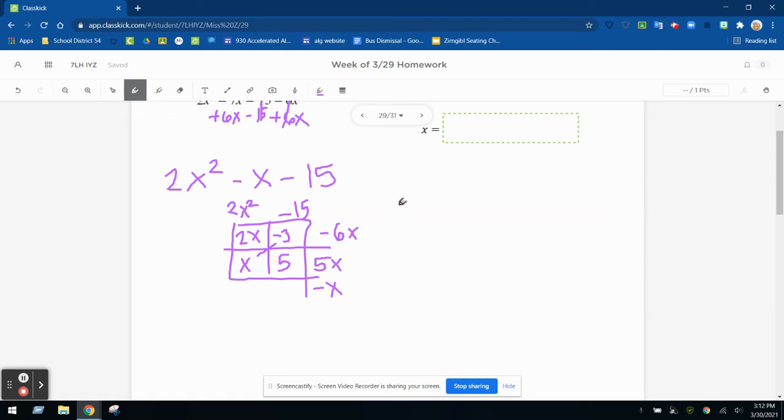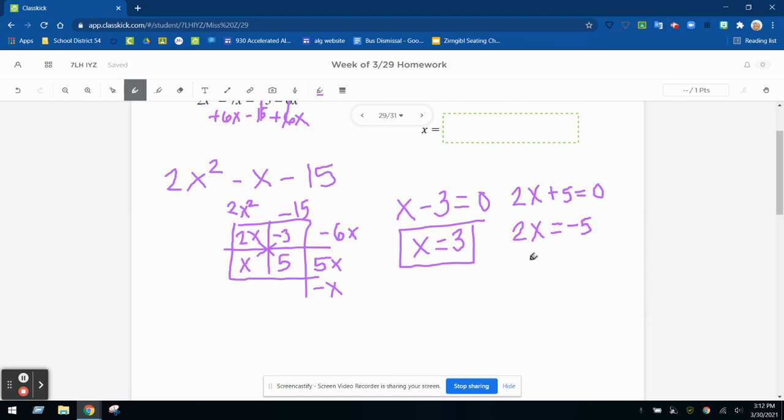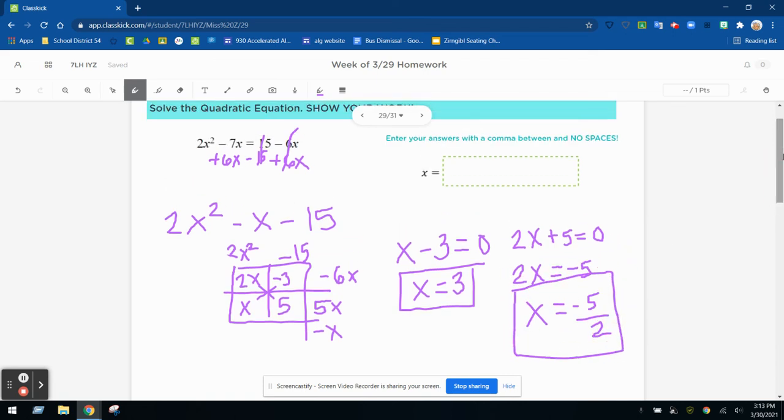Okay, so our first factor, x minus 3 equals 0. So we're going to add 3 to get x equals 3. Second factor, we're going to have 2x plus 5 equals 0. So we'll start by subtracting 5, so 2x equals negative 5. And then we'll divide by 2 to get x equals negative 5 over 2. All right, we're going to leave it as an improper fraction. Don't forget your negatives. So our two solutions are 3 and negative 5 halves.